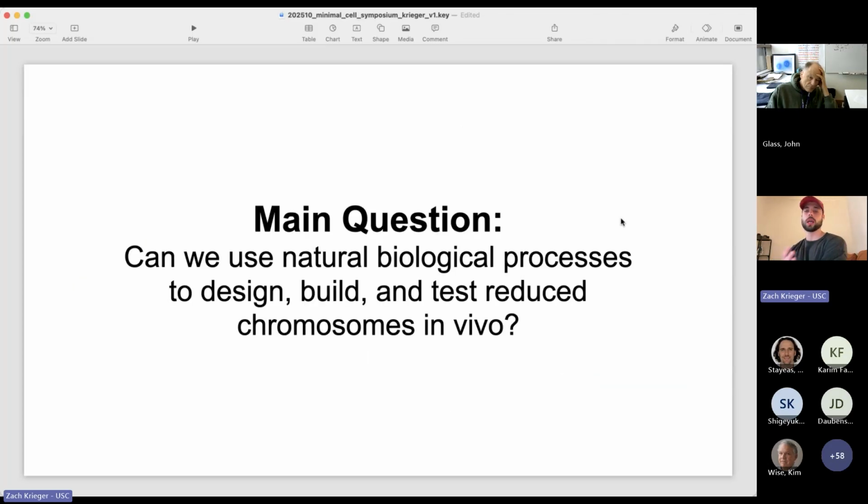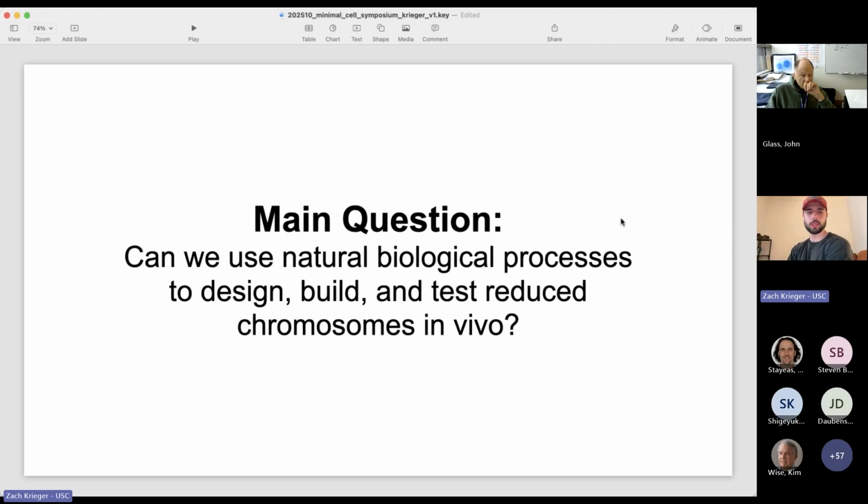So in our lab, our question kind of became, can we use some sort of natural biological process to do this sort of synthetic genomics design, build, test cycle to reduce chromosomes in vivo? Because it's not practical to do these knockouts stepwise, because we're not really sure where we'll end up, or if we'll be limited very quickly. The number of options is so huge that producing all of them is not technically feasible. And then even among the options, very few of them are probably actually viable and minimal themselves.